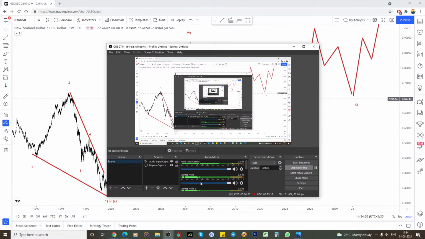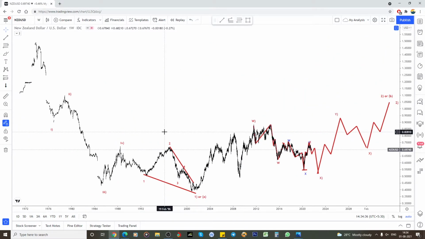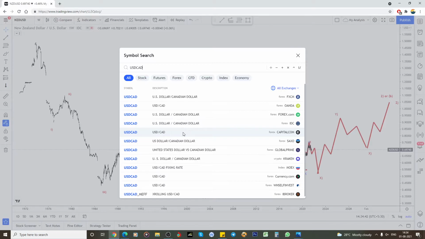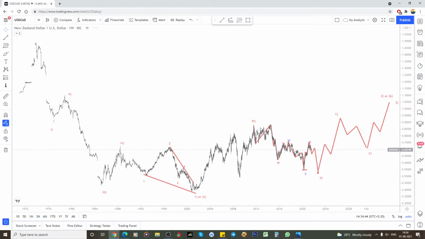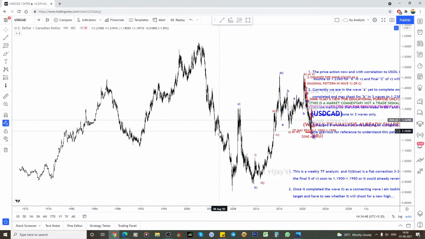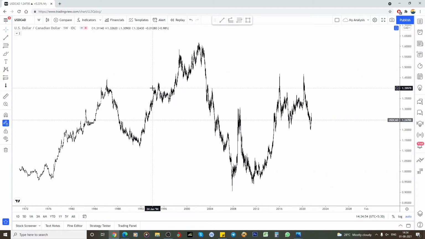So once again, it's around 25 minutes only. We will do one more pair for the top and bottom analysis. We can go for USD CAD in IDC, right? Here, see, I already did. Now I'll delete it.